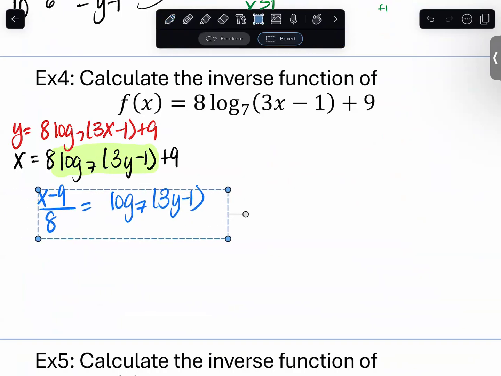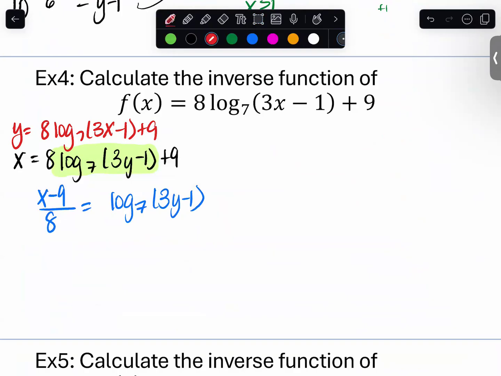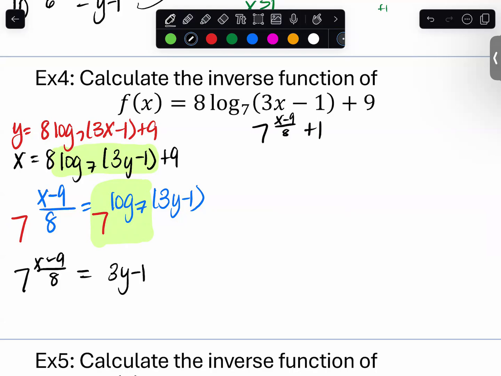Now that I have my logarithm isolated, my goal is to get rid of log base 7 of something by raising each side to the 7th power. And that's again because 7 raised to the power of log base 7 of something are inverse functions. Thus they cancel out and I'm left with 7 to the x minus 9 over 8 is equal to 3y minus 1. I'm going to solve for y normally by adding 1 to each side and then dividing everything by 3. So we end up getting 7 to the x minus 9 over 8 plus 1, all divided by 3 equals y, and that is f inverse of x.